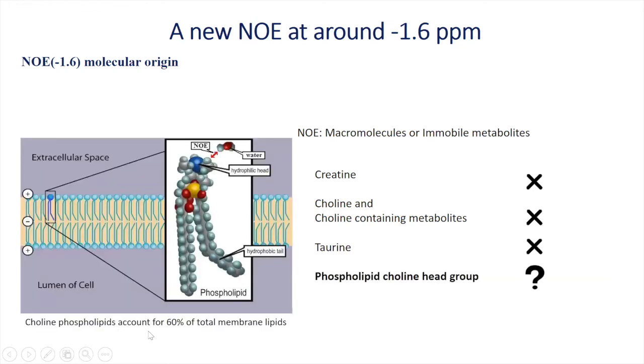But choline phospholipid accounts for 60% of total membrane lipid. So this figure shows the molecular structure of the choline phospholipid. So we have the choline head group connected to the lipid chain, two lipid chains. The lipid chain is inserted in the membrane, and thus the choline head group is in a restricted state, which may allow the dipole interactions between the choline head group and water protons. So we think that the NOE may be from the choline head group.